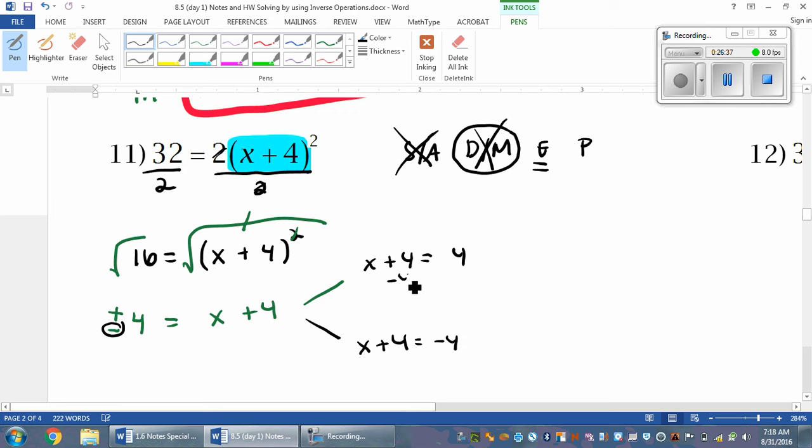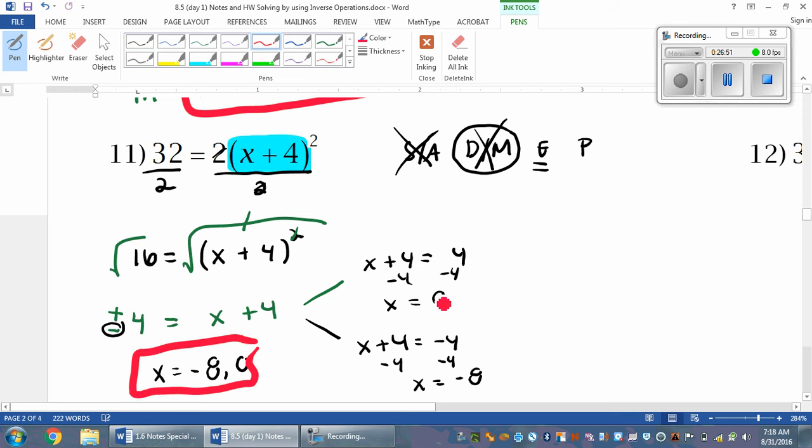Solve both equations. Subtract 4 from both sides, x is equal to 0. Subtract 4 from both sides, x is equal to negative 8. So my two solutions here are negative 8 and 0. Now remember, the plus or minus isn't going to be with the 0 and the negative 8. The plus or minus only happens when you take the square root of 16. All right, last question, number 12.